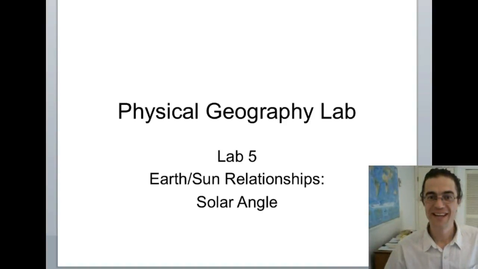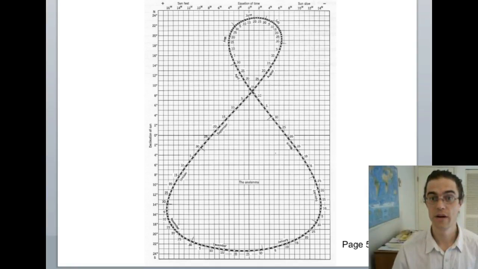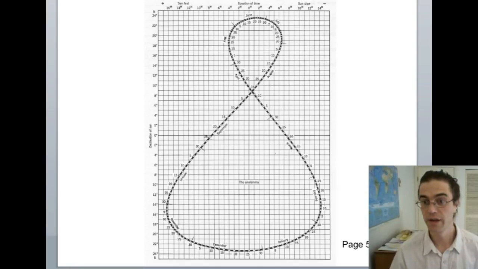Hi, and welcome back. Let's take a look at more Earth-Sun relationships this week, cluing in on the solar angle. In the previous lab, we used the analemma to determine the sun's declination, or the zenith, or the latitude of the subsolar point. All those are the same, for various locations and dates. Here's our analemma again, and you already have it downloaded, or you can find it in the course files.